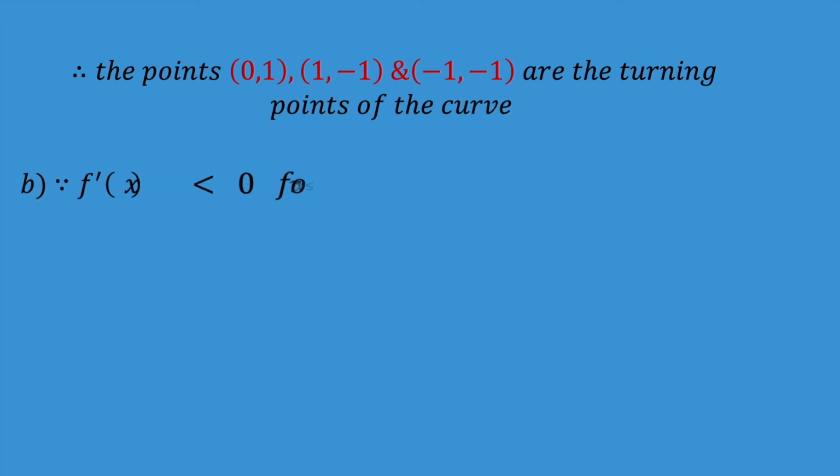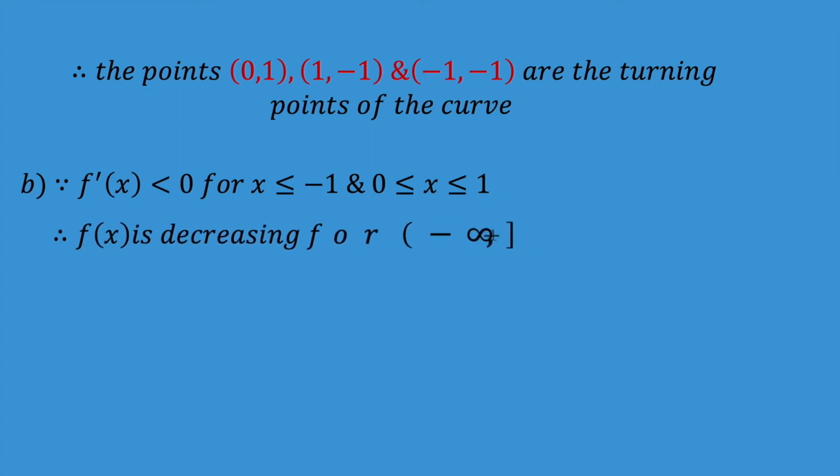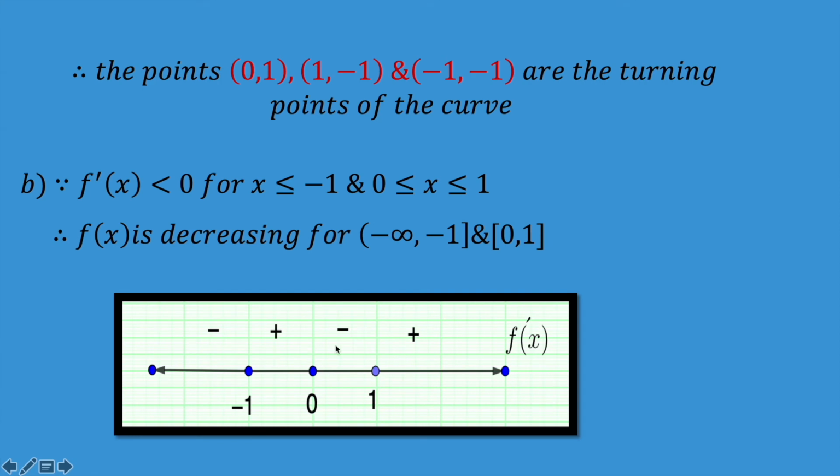B part. Since the gradient, the first derivative, is negative for x less than or equal to negative 1 and 0 to 1, therefore f(x) is decreasing for negative infinity to negative 1, union 0 to 1. We can see this in the sign diagram for the first derivative, because for increasing and decreasing curves, the sign diagram is very helpful. On the left side of negative 1, we can see the negative gradient, and from 0 to 1 also the gradient is negative. So therefore on these two parts the curve is decreasing.